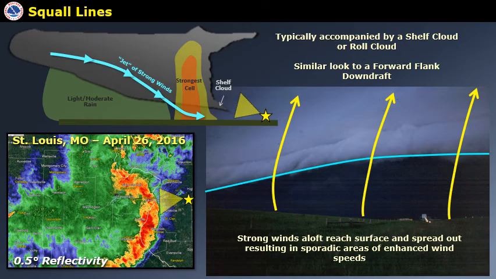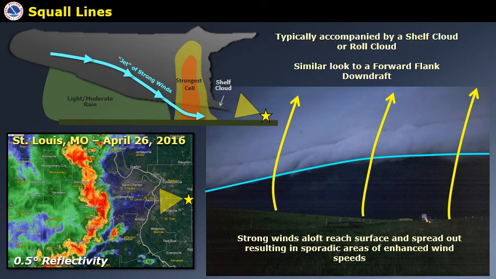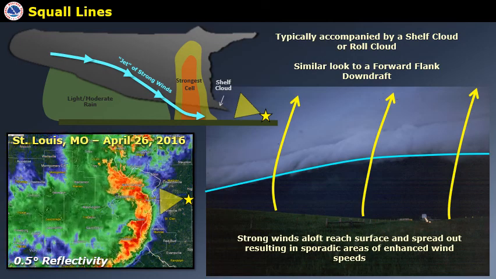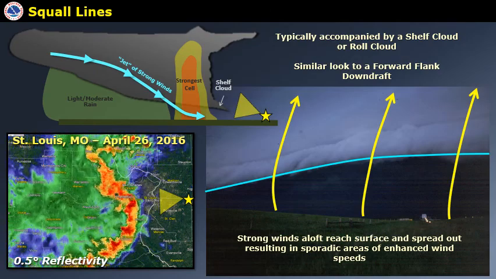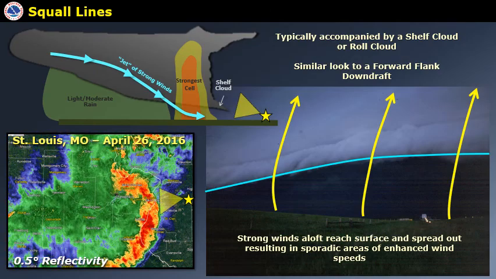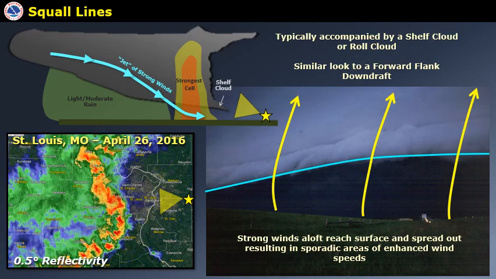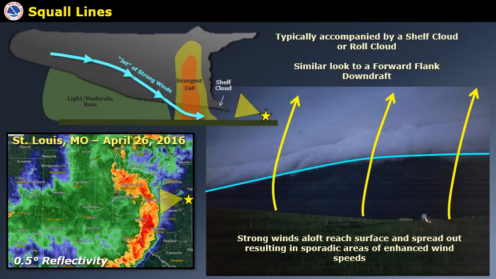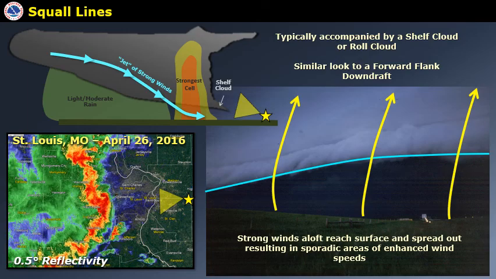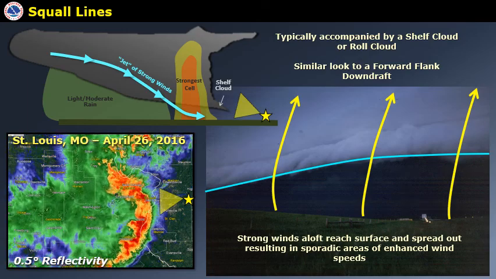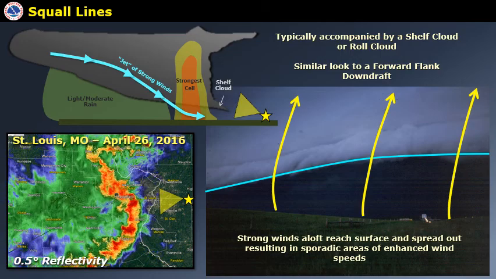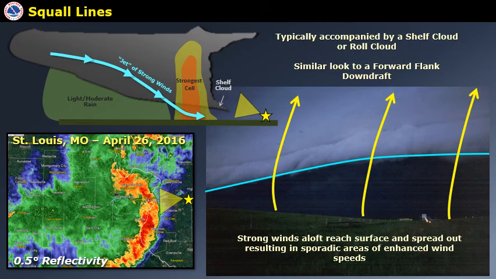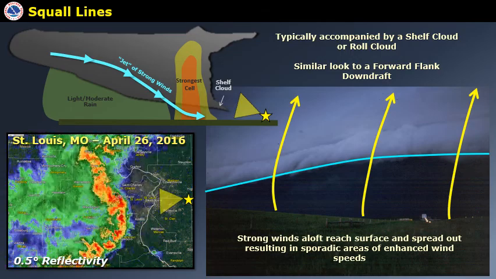Now, the radar image here that you see animating in the bottom left comes to us from St. Louis, Missouri on April 26, 2016, where a squall line was sampled by the radar near Chesterfield. Now, some of you may identify this radar signature, but if you're not familiar with it, this is what we call a bow echo. This radar signature, or bow echo, suggests a high potential for damaging winds.